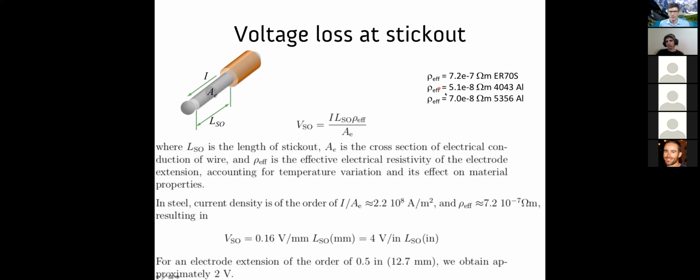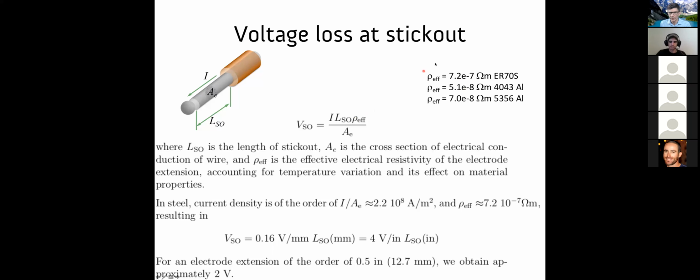And also here we have some values for aluminum, which I got from tables because we never measured it for aluminum. So the length of stick out is typically of the order of half an inch, but doesn't have to be, but typically is of the order of half an inch for MIG. For submerged arc it is longer.